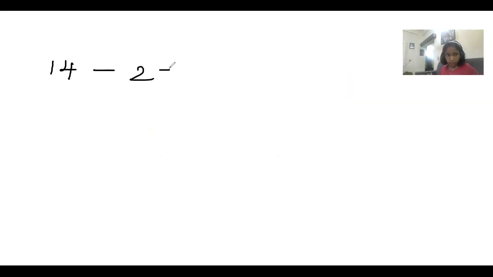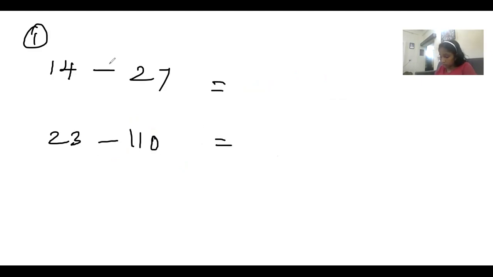Like 14 minus 27 and 23 minus 110. So 14 minus 27, what is it? Minus 13. Very good. Because the 14 is positive and 27 is negative, two different signs, so we have to perform subtraction, 27 minus 14, and then put the greater one's sign. The greater one here is 27 and it has negative sign with it.